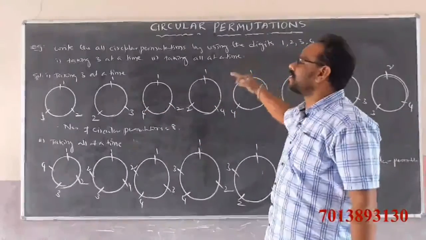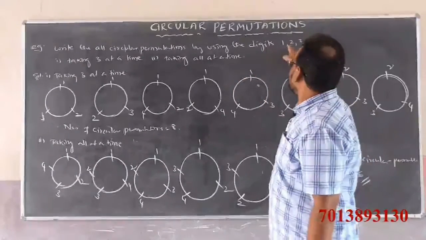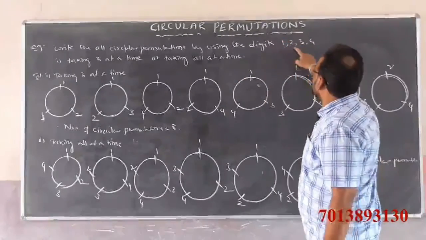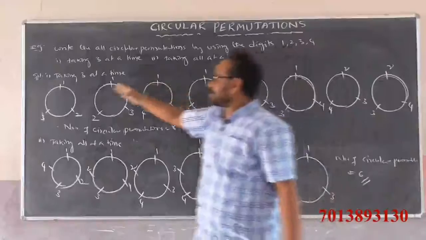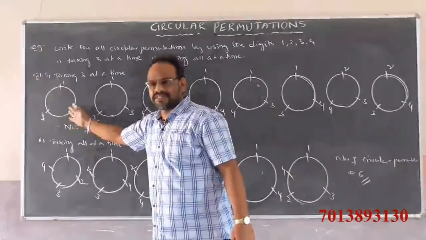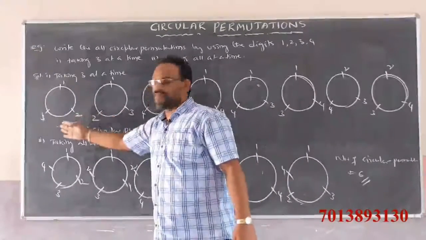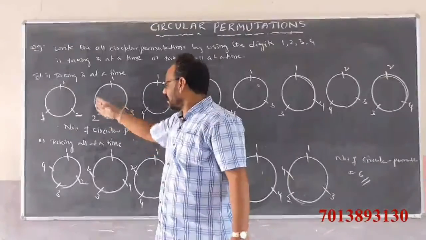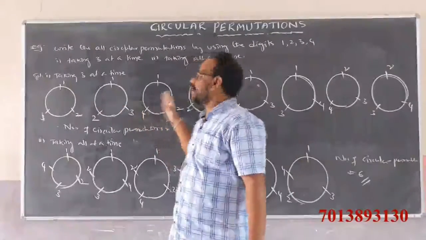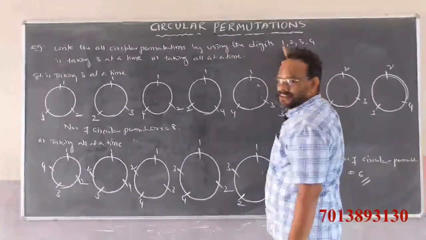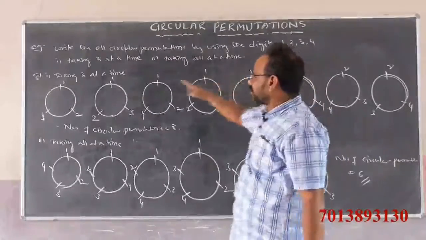How to write the circular permutation: by taking 3 at a time, consider 3 digits 1, 2, 3. The circular permutation is 1, 2, 3. This is one direction, the clockwise direction, and the second is the anti-clockwise direction, 1, 2, 3. Take another 3 digits, that is 1, 3, 4.